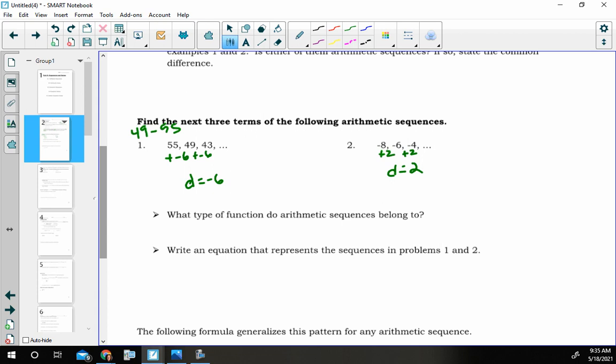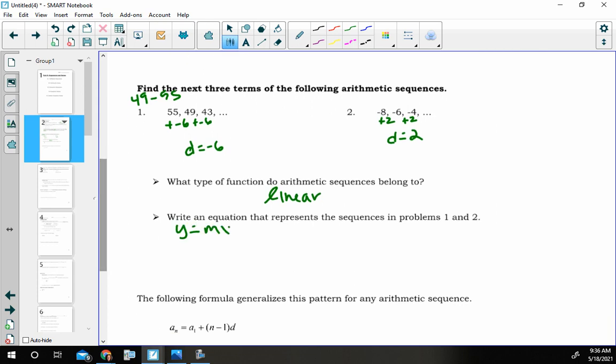What type of function do arithmetic sequences belong to? Well, for adding, it is linear. Remember, we have our linear, we have our exponential, which is multiplying, and then we have our double difference being constant, which is quadratic. Write an equation that represents the sequence in problems 1 and 2. When we do this, I kind of reference linear. This is our starting point, our initial starting point. So it's our y-intercept, which is basically the x value 0. This is where we're moving to, or our slope that we're adding.